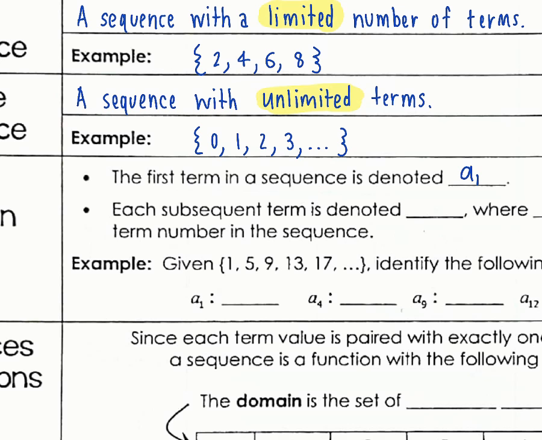If we're talking about any other term, and we're just trying to define the terms in general, we're going to use a sub n, where n is the term number in that particular sequence. When we write equations, we're going to use a sub n because we're going to use those equations to find specific terms. So a sub n is just, in general, defining a term within a given sequence.